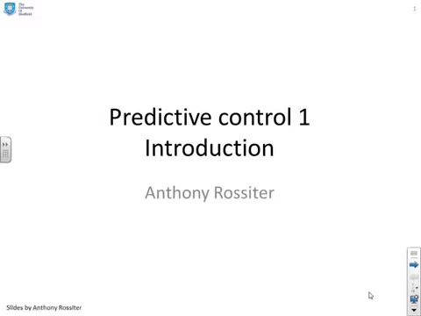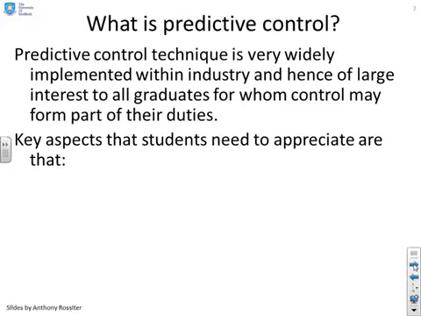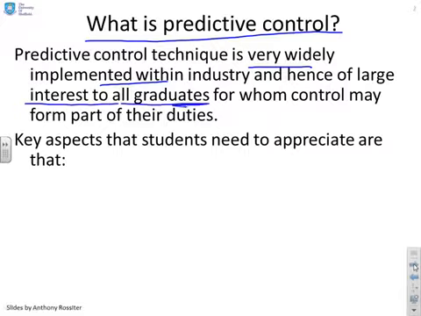This is the first video on predictive control, and we start with an introduction. First then, what is predictive control? Well, in simple terms, it's a very widely implemented technique in industry, and hence it should be of large interest to all graduates for whom control may form part of their studies.